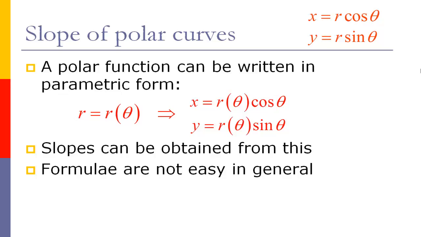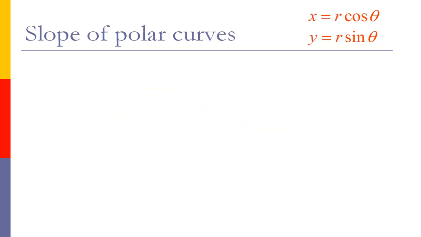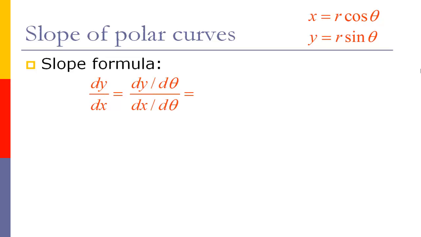However, we're going to especially be looking at this formula in one particular situation. So let's try and work out that formula and see what it looks like, even though we know it's probably going to become complicated. So let's see. The slope formula for a parametric curve is that dy by dx is equal to dy by d theta divided by dx by d theta. This is the traditional formula that we've used to find the slope of a parametric curve. Well, let's see what it turns out to be in this case.